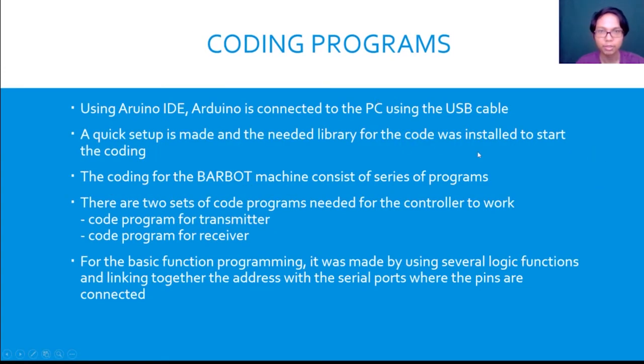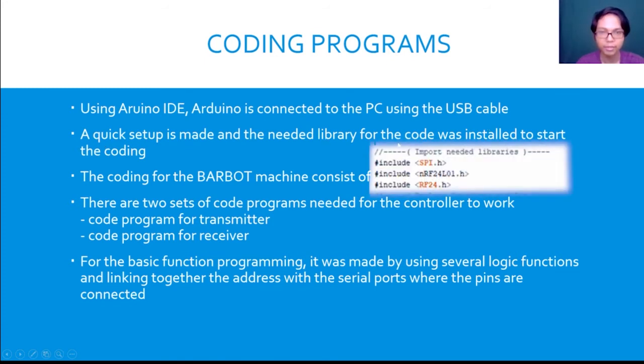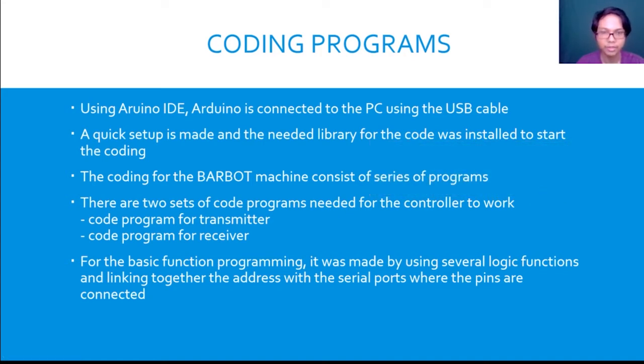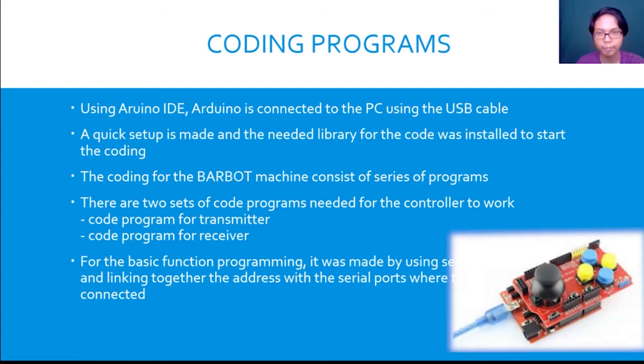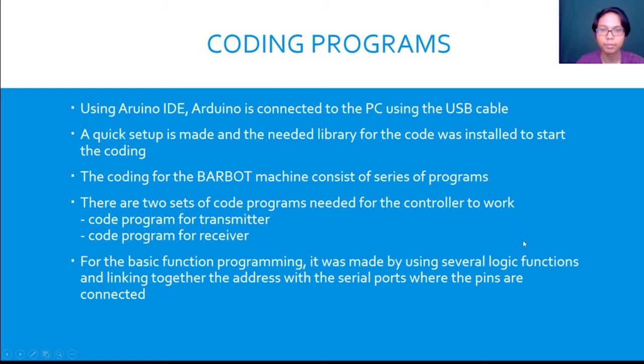Then the next step is the coding programs. We use the Arduino IDE. The Arduino is connected to the PC using a USB cable. A quick setup is made and the needed library for the code was installed to start the coding. The coding for the barbot machine consists of a series of programs. There are two sets of code programs needed for the controller to work: the code program for the transmitter and the code program for the receiver. And then the basic functioning programming was made using several logic functions and linking together the addresses with the serial ports where the pins are connected.